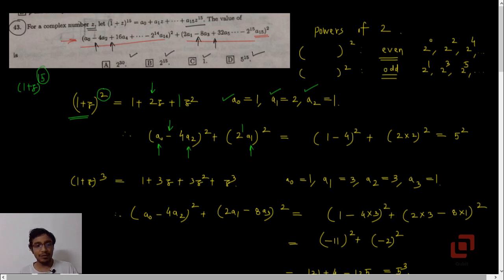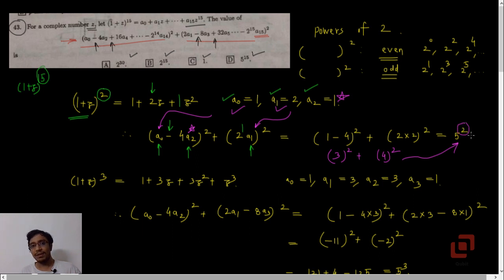Then we have to substitute these values. a0 is 1, a1 is 2, and a2 is 1. If you do that, you will get (1 − 4) squared for a0 − 4a2, and then plus (2 into 2) squared because a1 is 2. That is (−3) squared plus 4 squared, and that is 5 squared. So as far as (1 + z) squared is concerned, we have got the second power of 5.